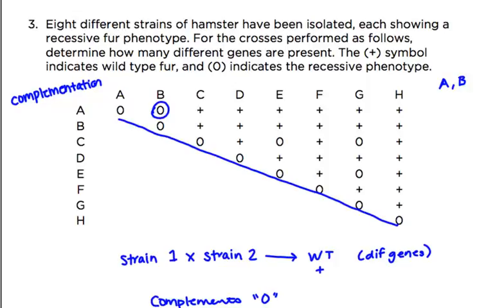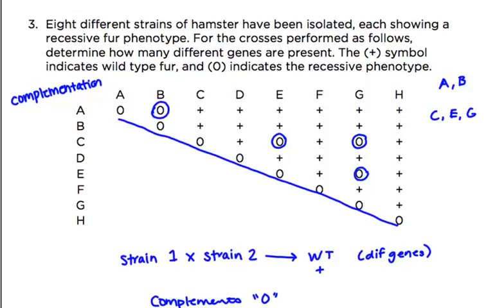So when you look down at C, you can see that obviously C complemented with itself does not give wild-type fur. But C and E do not give wild-type, and C and G do not give wild-type. So we're going to assume that C, E, and G are on the same gene. And if you want to double check that, you could see that for the E row, again you see it doesn't complement with G, so that makes sense.